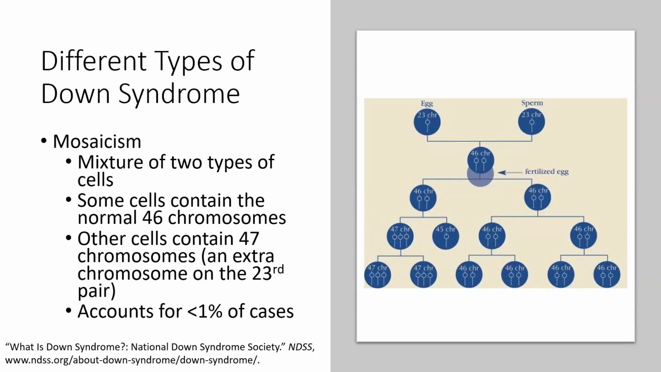It accounts for less than 1% of the cases of Down syndrome, and research has indicated that individuals with this type of Down syndrome have fewer characteristics of Down syndrome. However, broad generalizations are not possible due to the wide range of abilities that people with Down syndrome possess, and especially because there is such a limited number of people that have this type.